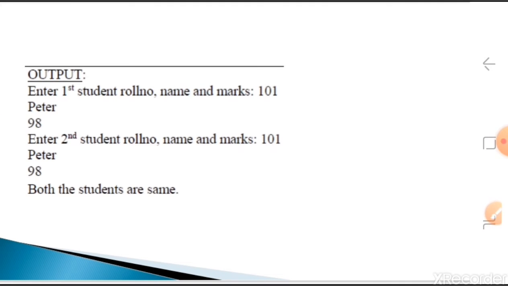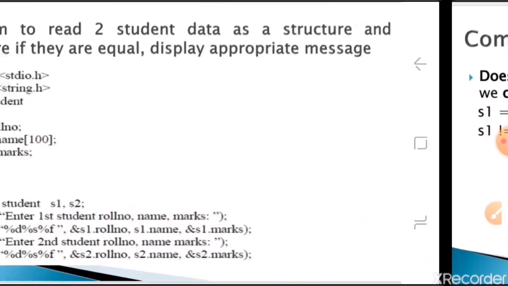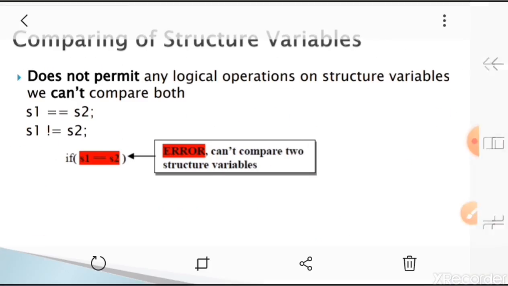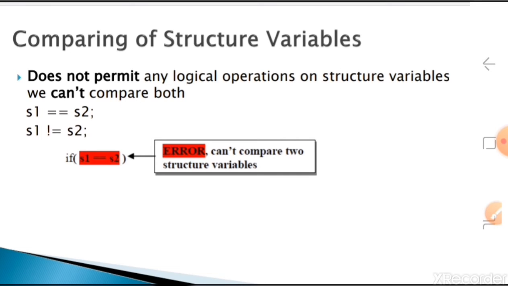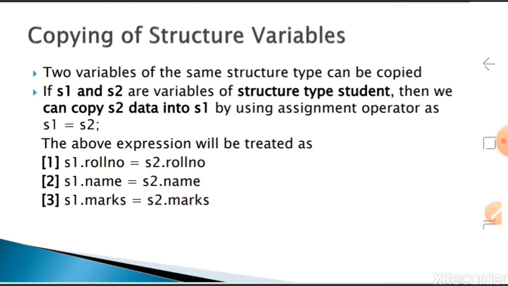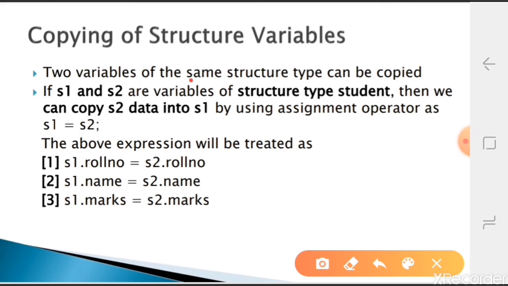Okay, this is how we can do comparison of two structure members. Comparison of only structure variables is not allowed, that is what we studied with s1 == s2 and s1 != s2. So individual members we compared. Like that, for structure variables we studied two things: comparison straight away is not allowed, individual members is allowed. And copying of a structure variable is allowed if and only if both variables are of the same structure type. Otherwise it's not allowed.